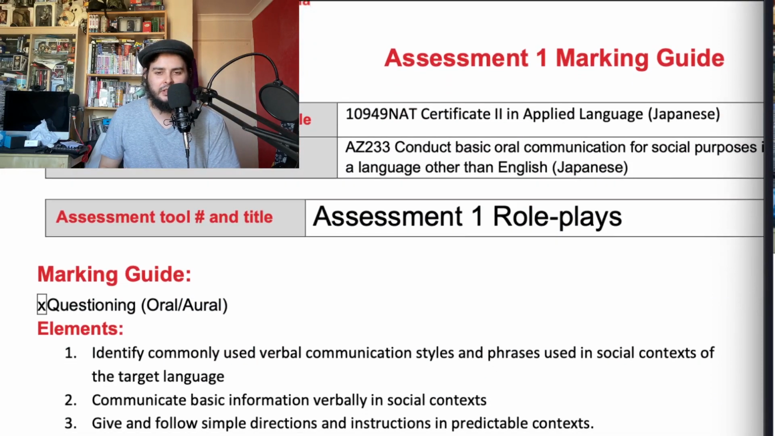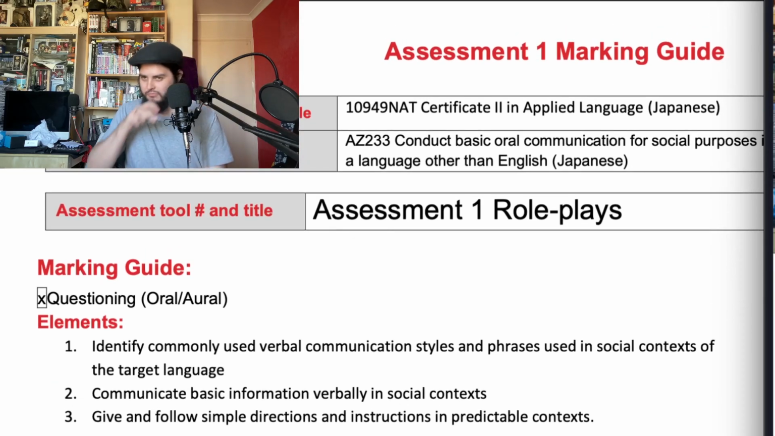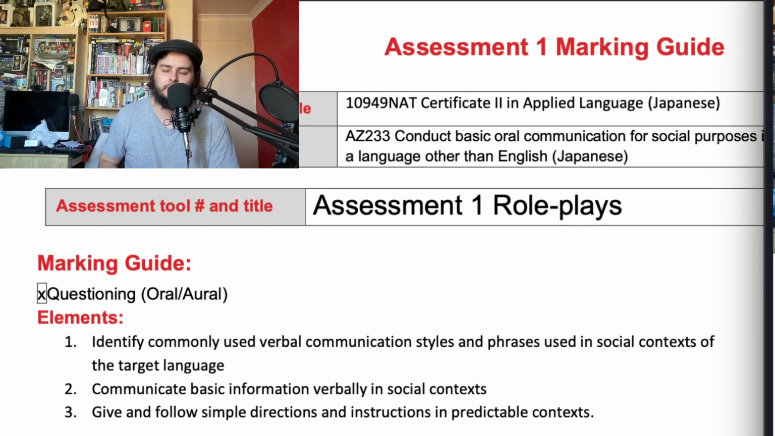So we have, because I'm currently doing a Certificate 2 in Applied Japanese. The Thursday class focuses more on speaking, to where Tuesday is more reading and writing comprehension, where Thursday's class is more oral speaking. So we have conduct basic oral communication for social purposes in a language other than English, and I'm obviously doing Japanese.